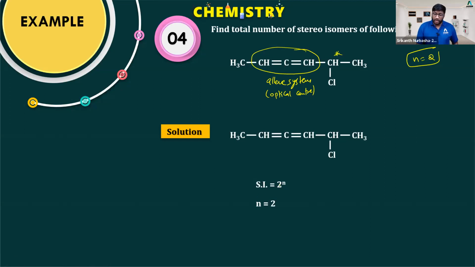So the total number of stereoisomers will be 2 power n, because it is an unsymmetrical molecule, number of optical centers plus number of geometrical centers, that is just 2. So you will have n equal to 2. So total number of stereoisomers will be 4.